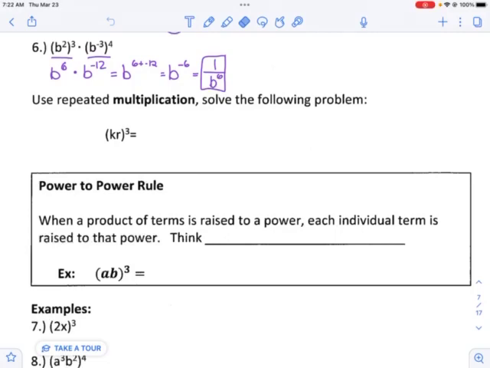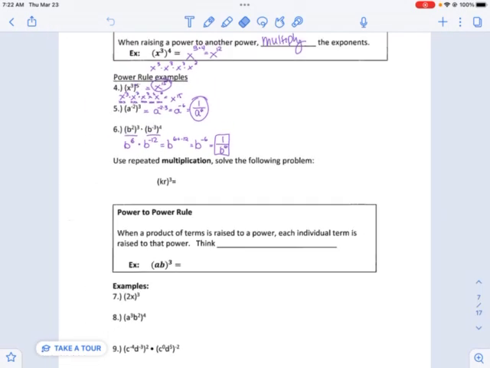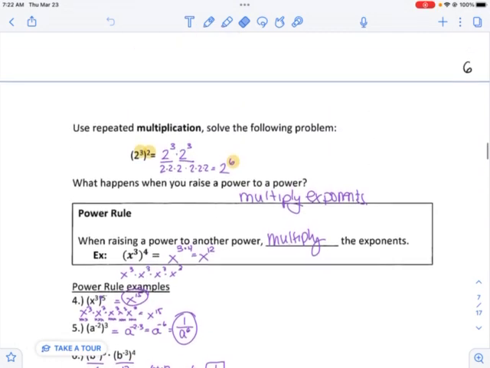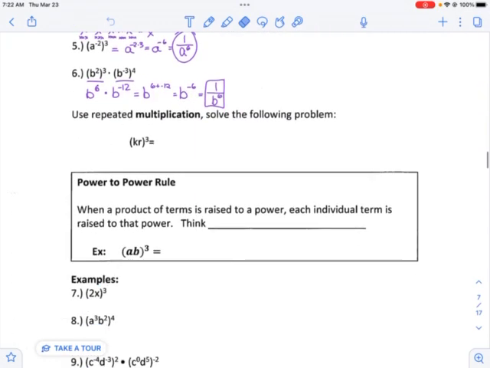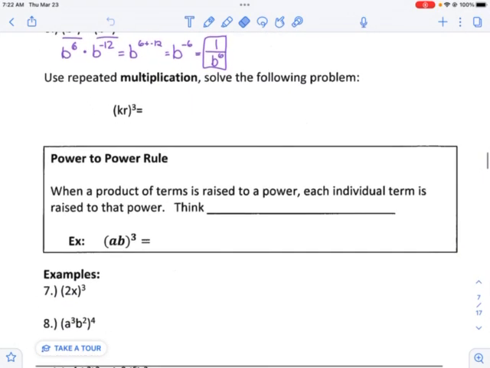Hello, we are going to finish up the 7-3 notes and talk about the power to power rule. We're going to start the notes halfway down page number 7, okay? So just as we did before, we're going to use repeated multiplication to solve the following problem.